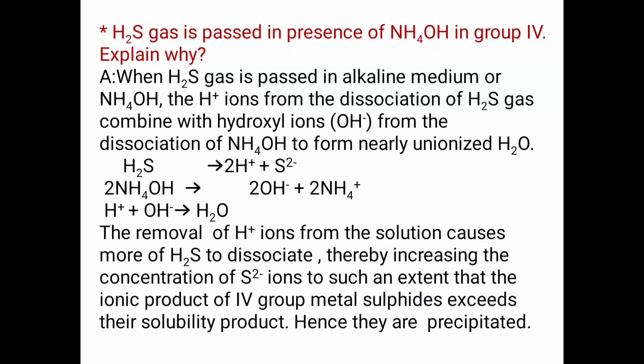Here H2S ionizes as H+ and S2-. Ammonium hydroxide ionizes as OH- and ammonium ion, and here H+ and OH- give water. So the removal of H+ ion from the solution causes more of H2S to dissociate, thereby increasing the concentration of S2- ion to such an extent that the ionic product of fourth group metal sulfides exceeds the solubility product, hence they are precipitated.